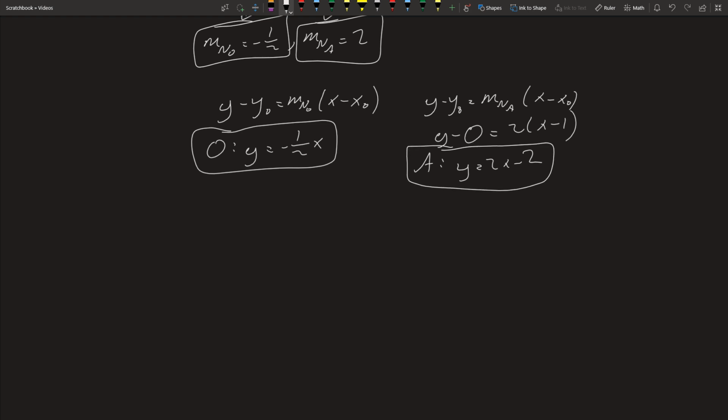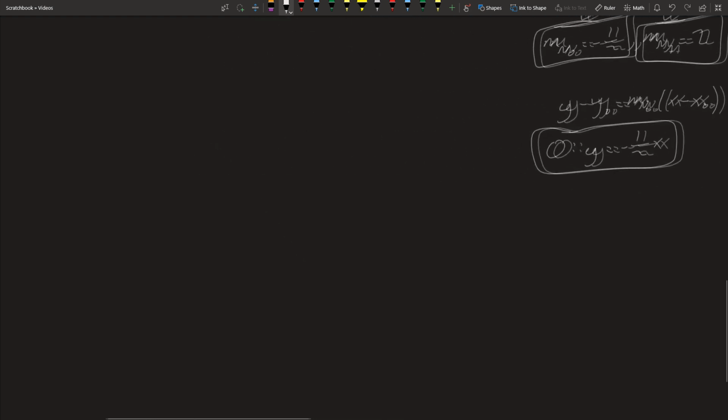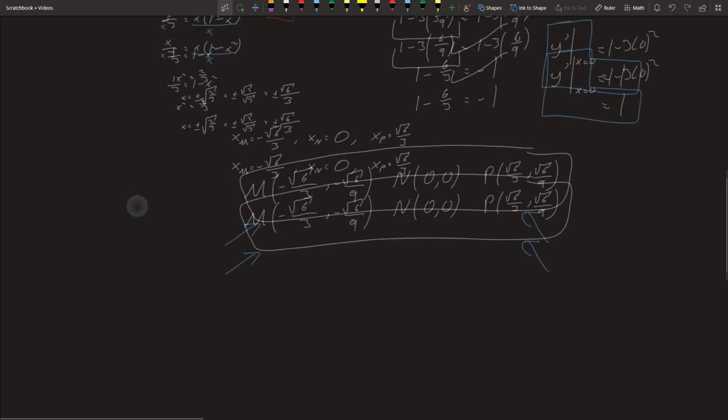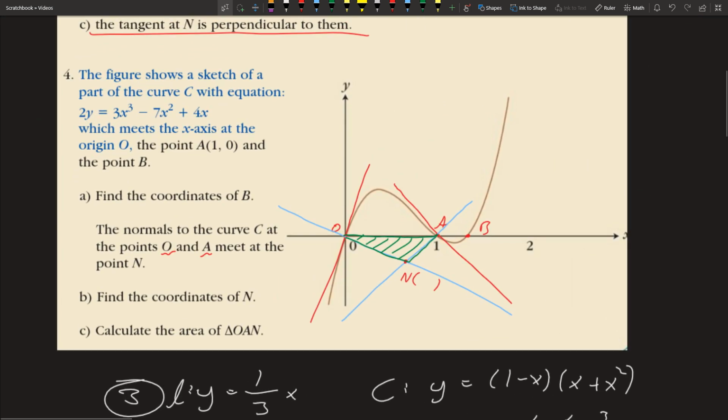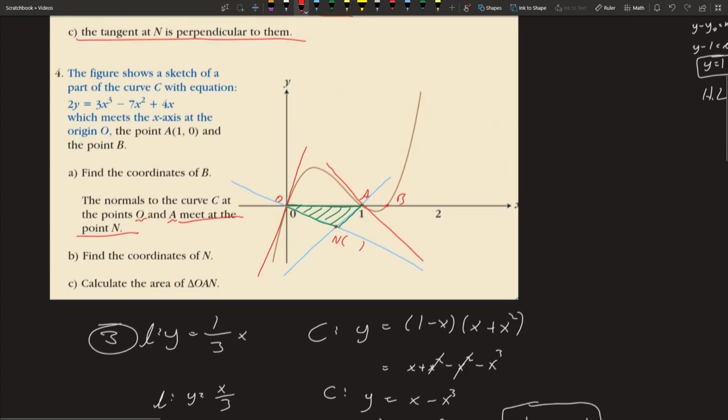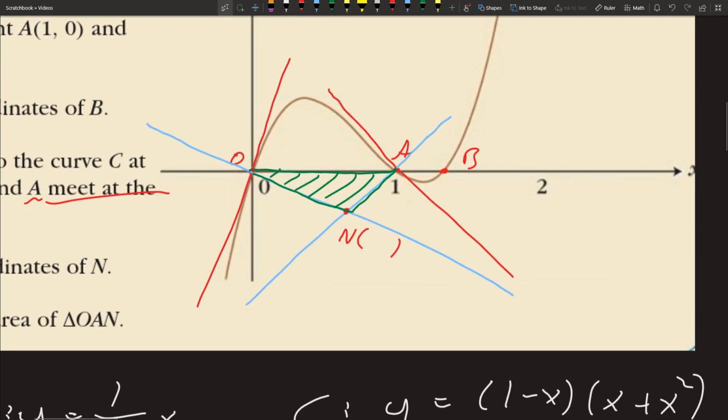So now that we found the normal lines, we need to find their intersection point, right? They said that those two normals meet at the point N. What do they mean? They meet, that means they intersect at the point N.